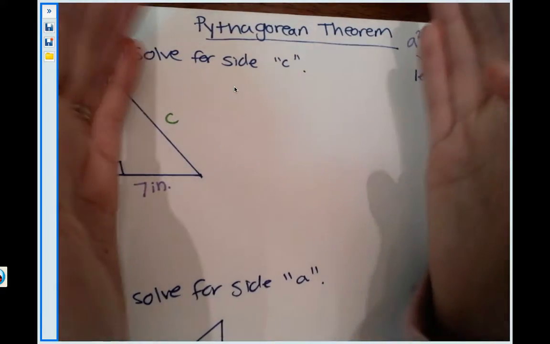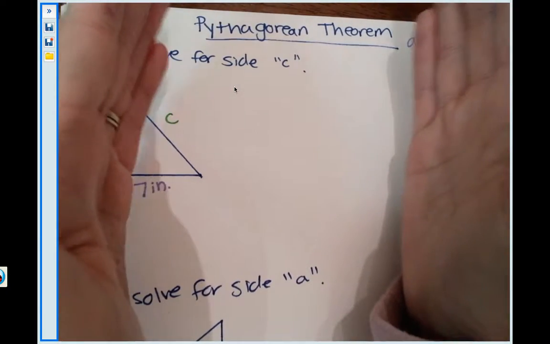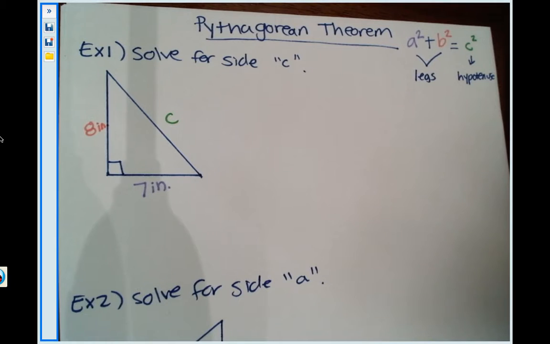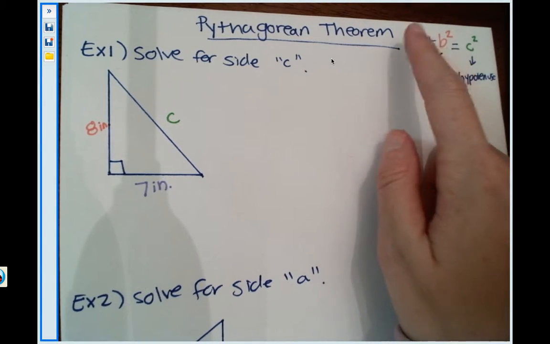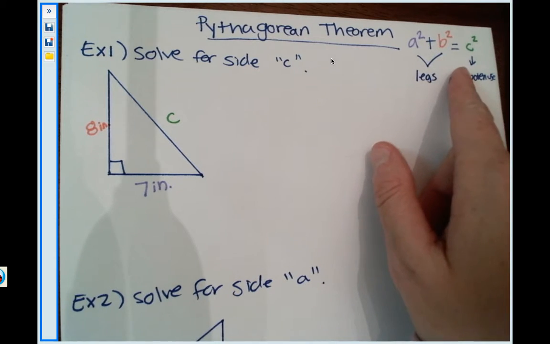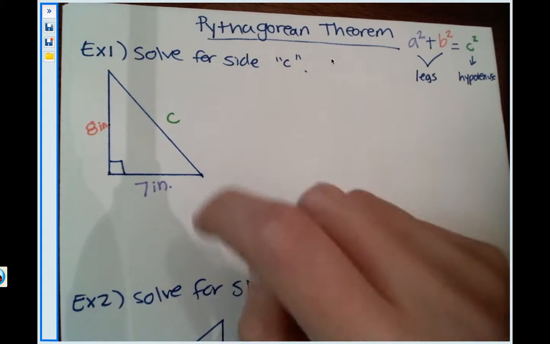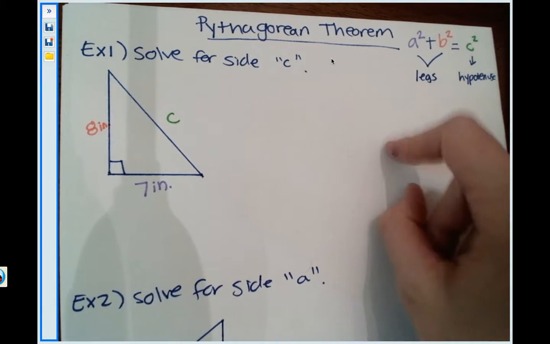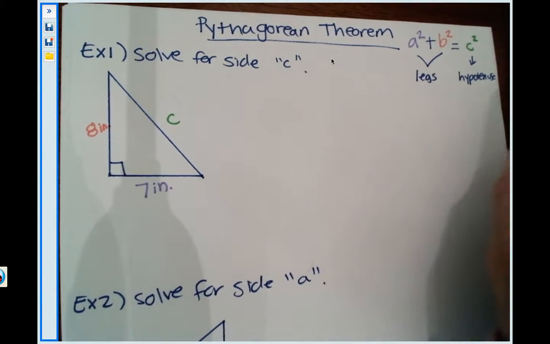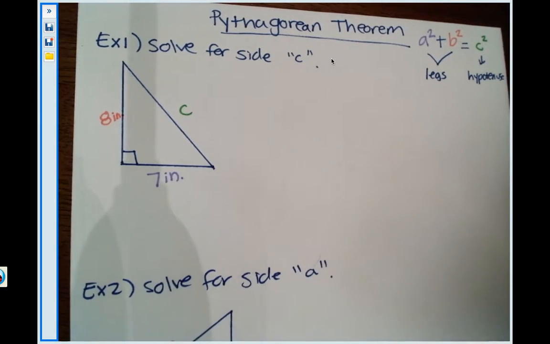Who's ready to start working with the Pythagorean Theorem, one of the most epic theorems in all of geometry? The Pythagorean Theorem is a squared plus b squared equals c squared, where the a and the b are the legs of your right triangle, which are the two sides that form the right angle on the triangle, and c is your hypotenuse, which is the side across from your 90-degree angle, and it will always be the longest side of your triangle.